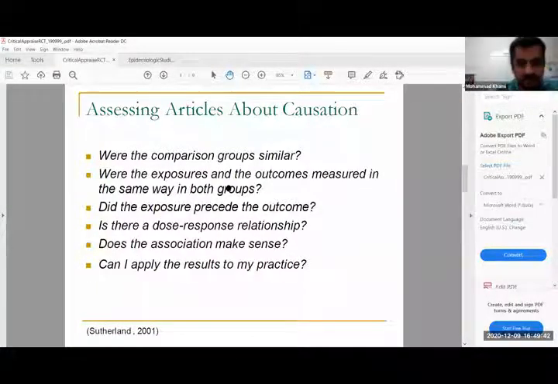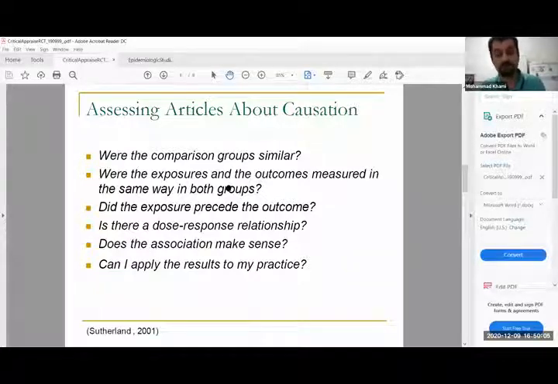Then, regarding articles about causation, we know that cohort studies are the type of studies usually used for these causation questions. Many of these items are the same as Professor Shamshiri presented regarding critical appraisal of cohort studies: were the comparison groups similar, were the exposures and the outcome measured in the same way in both groups, did the exposure precede the outcome, is there a dose response relationship, does the association make sense, and can I apply the results to my practice?